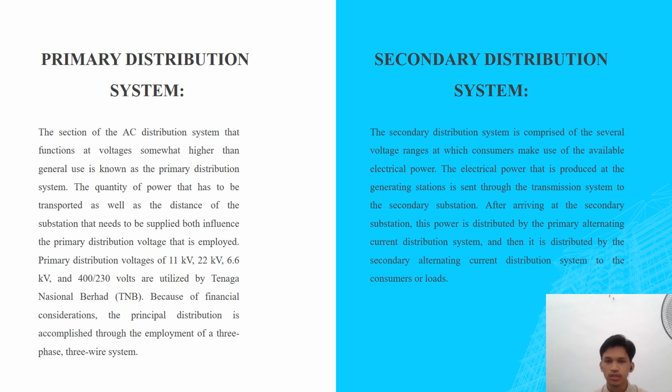Next, secondary distribution system. The secondary distribution system is comprised of the several voltage ranges at which consumers make use of the available electrical power. The electrical power that is produced at the generation station is sent through the transmission system to the secondary substation. After arriving at the secondary substation, the power is distributed by the primary alternating current distribution system, and then it is distributed by the secondary alternating current distribution system to the consumer or load.